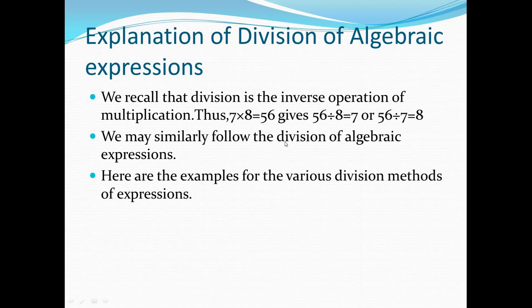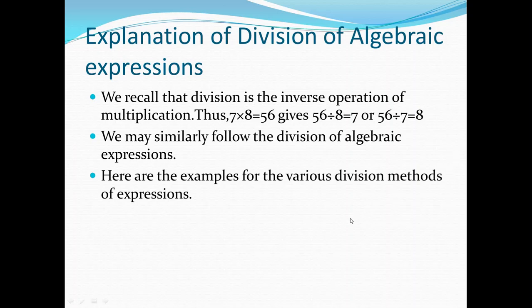We recall that division is the inverse operation of multiplication. 7 multiplied by 8 can be written as 56. That gives 56 divided by 8 equals 7, or 56 divided by 7 equals 8. So we will recall this. We know that the inverse operation of multiplication is division. So we may similarly follow the division of algebraic expressions. We follow the same method, same application for dividing the algebraic expressions.